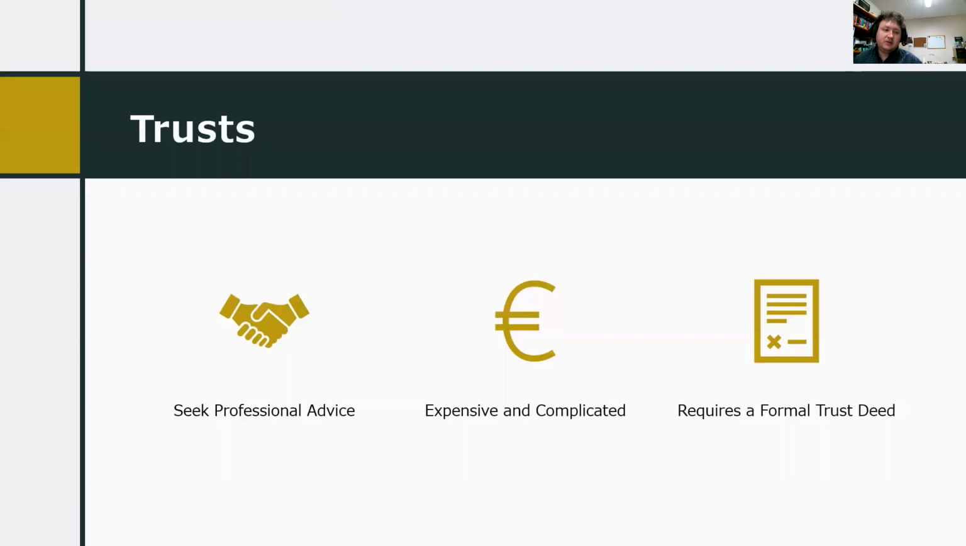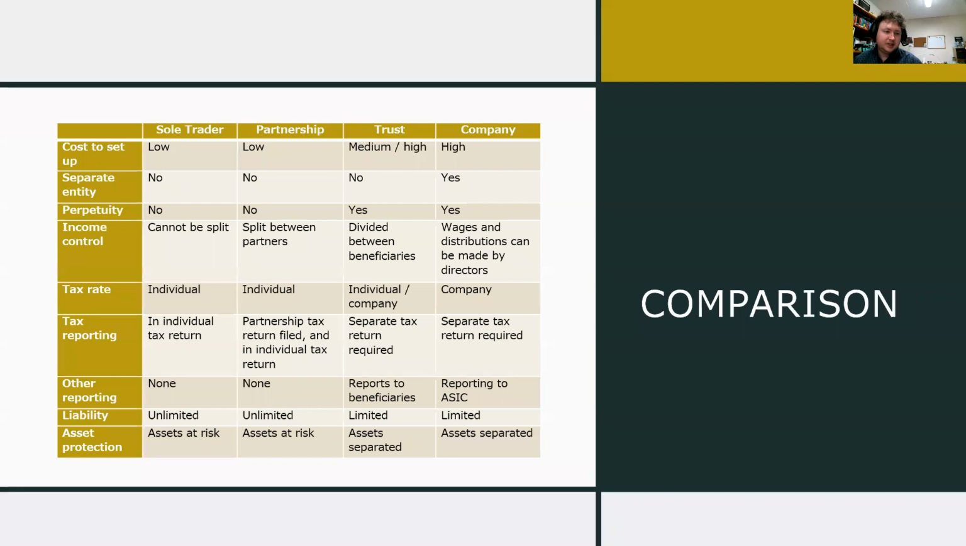The trustee can be an individual or a company. This business structure is often more effective than a sole trader or partnership and provides protection for business assets and beneficiaries. The appropriate business structure depends on the requirements of the business and the business owner. The table on the screen provides a comparison of the key legal differences between the business structures so that we can match our clients' needs to the correct structure.